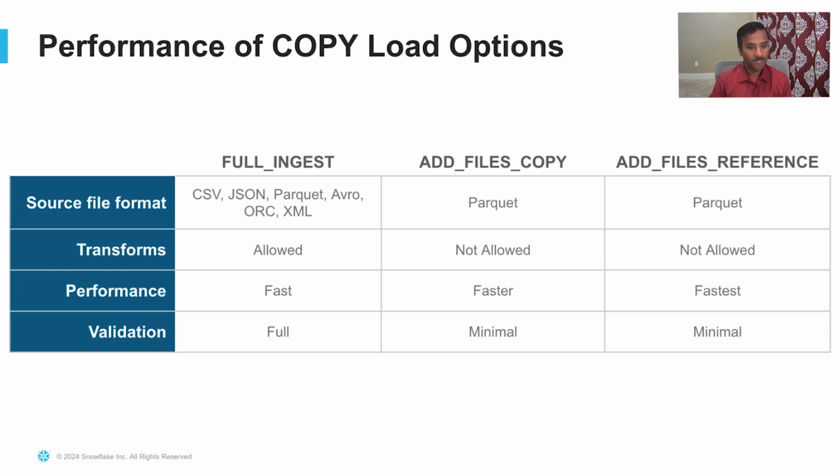In terms of performance, both latency and cost, the add files reference option is the fastest and the cheapest option, followed by the add files copy option, which is to make a copy of the file under the table base location. The full ingest mode has to scan all the rows of the source file and create new target files. So it is slower and more expensive than the other two options.